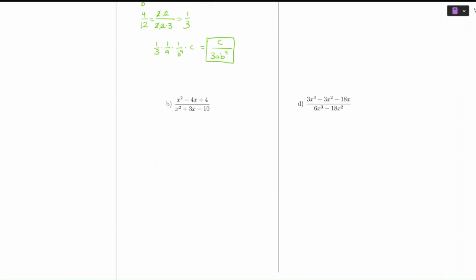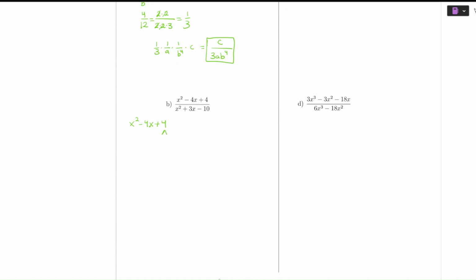All right, so part B. So whenever I see something like this, where it's like an x squared minus something x plus a constant, I'm gonna think, okay, I probably want to factor. All right, or else this is gonna be really tricky to divide, okay? So x squared minus 4x plus 4, let's think about that. How could we maybe factor this?